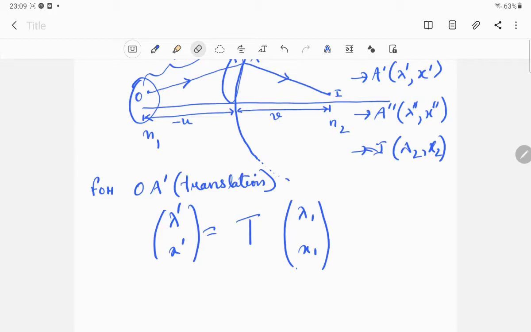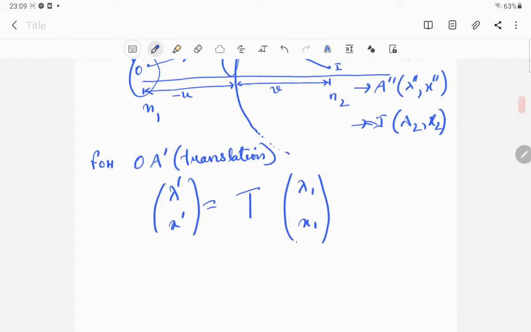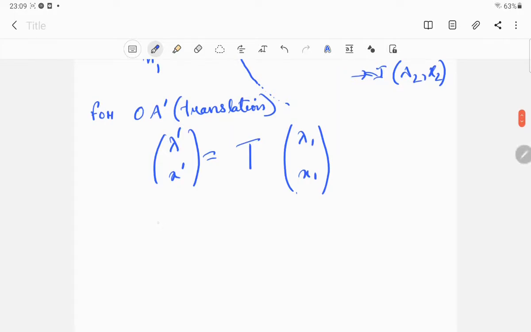When we do the further steps, it will be much clearer to you. So this is the first step. Now we need to write down the translation matrix for this particular case. So λ' x' is equal to the translation matrix, where 1 1 will always be there, here it is 0, and here you remember it was d by n, distance by n.